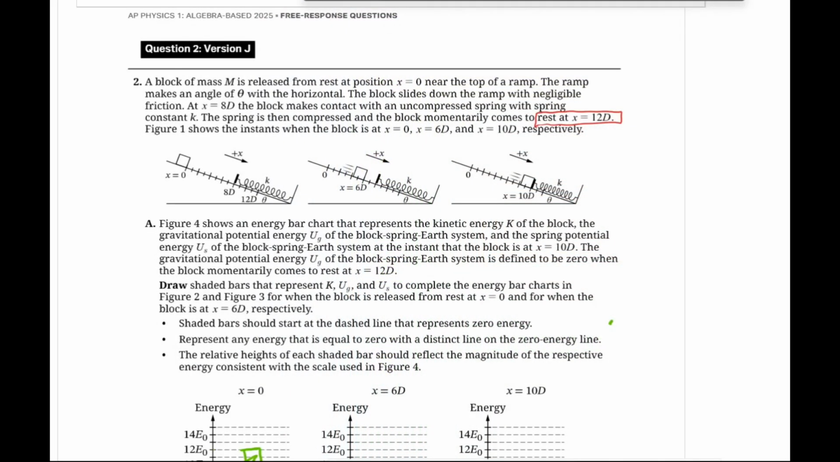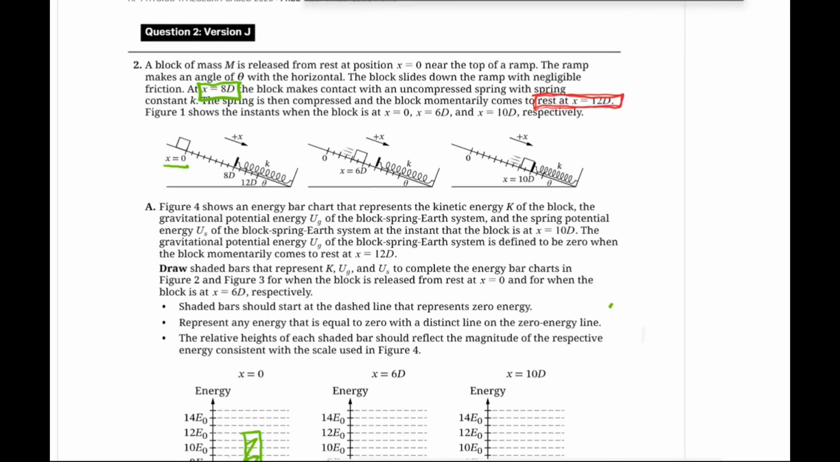Going to question number 2, a block of mass M is released from rest at position x equals 0. I won't do all the reading here. You can kind of see from the picture that at x equals 0, that's where the block is at rest. It starts to accelerate down the ramp and then starts hitting the spring and compressing it. It says at x equals 8d, that's when the block makes contact. And then I have this part boxed in red already. It comes to rest at x equals 12d.